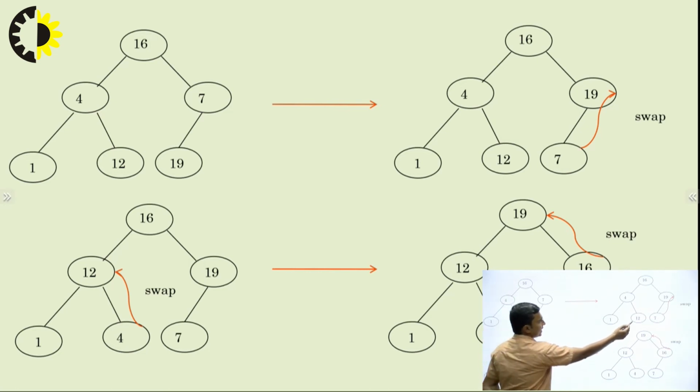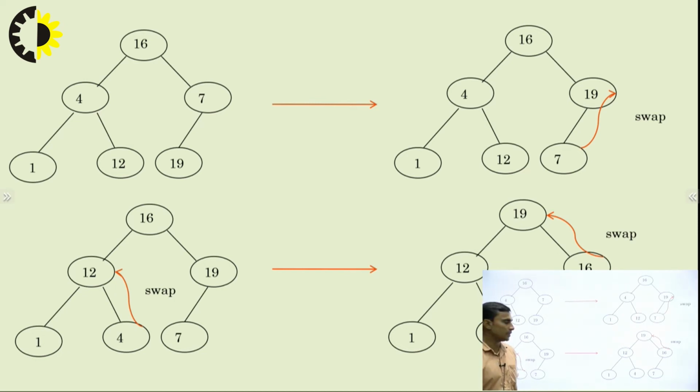So we will check this 12. Again the value of 12 is greater than the value of its parent, so we will swap 12 with 4, and again 4 does not have any children, so we will move to this 1. At 1 we need not do anything because 1 is already smaller than 12.